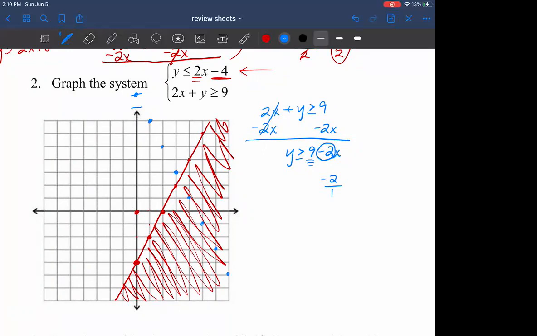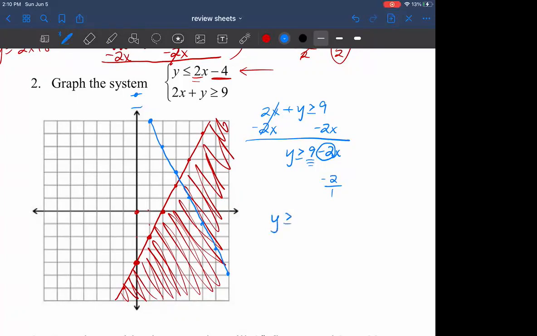Okay. Now this also had the equal sign in its inequality. It was y is greater than or equal to 9 minus 2x. So I'm going to draw a solid line again. I'm not actually going to draw the line off the graph. So I'll just pick up with the first point that was actually on my grid. Looks something like this. Okay.